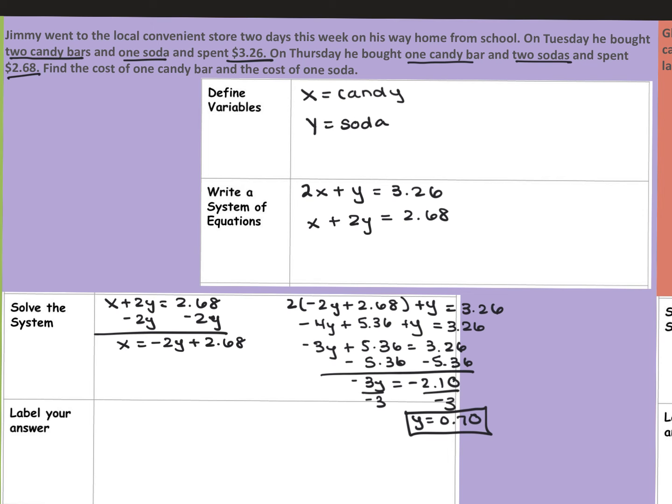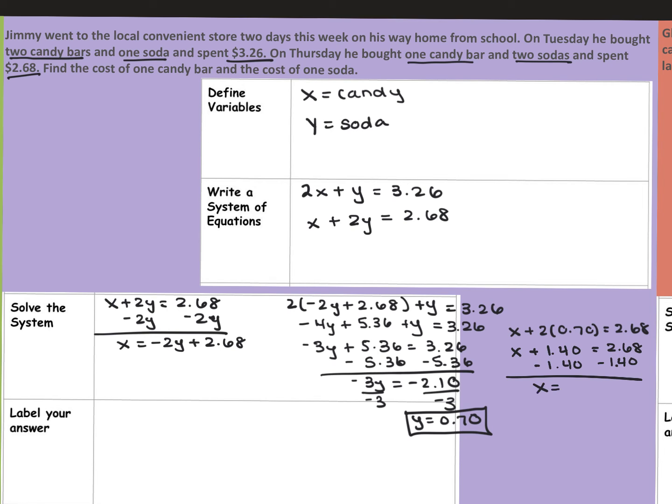All right. So now I'm going to plug that in to figure out what my y value is. I'm going to go over here in this purple area because I ran out of space. All right. So we have x plus 2 times 0.70 is equal to 268. We're going to distribute first. So we have x plus 1.40, because again, we're multiplying 0.70 times 2, and that's still equal to 268. Gonna subtract $1.40 from both sides.